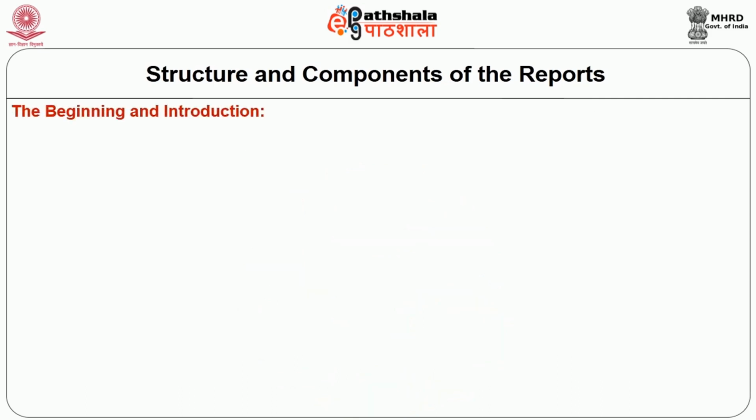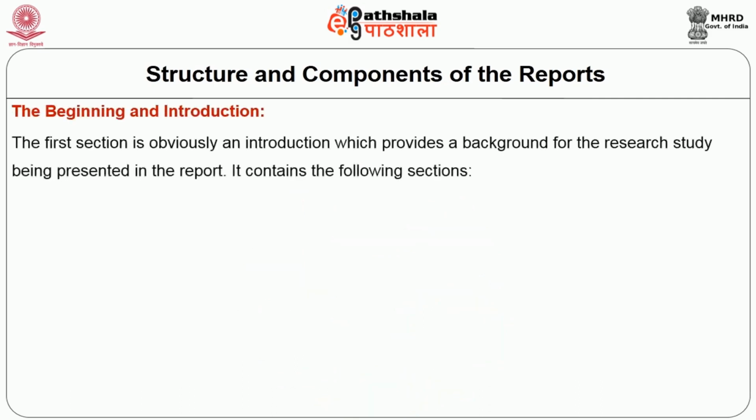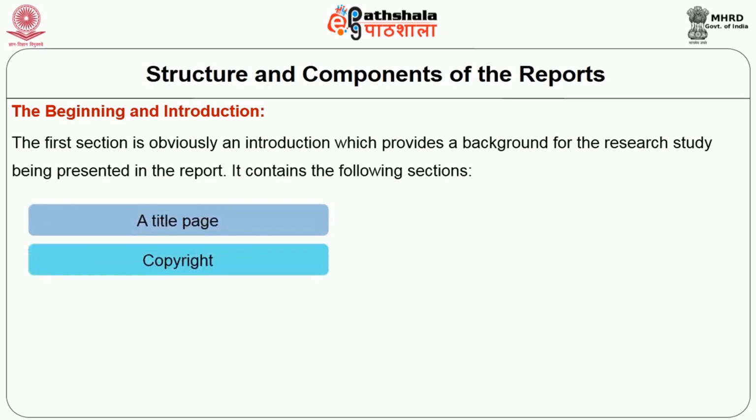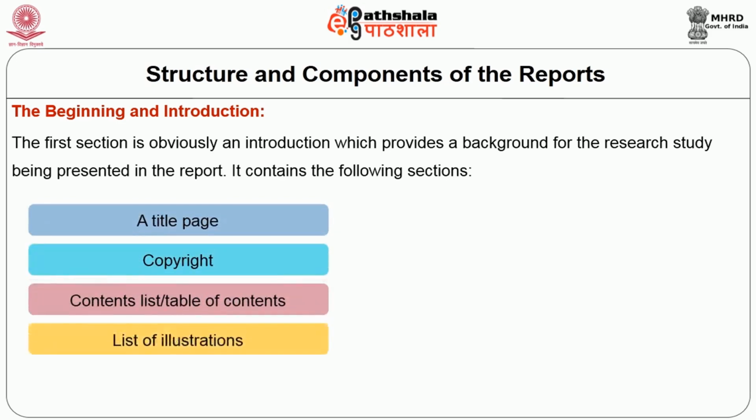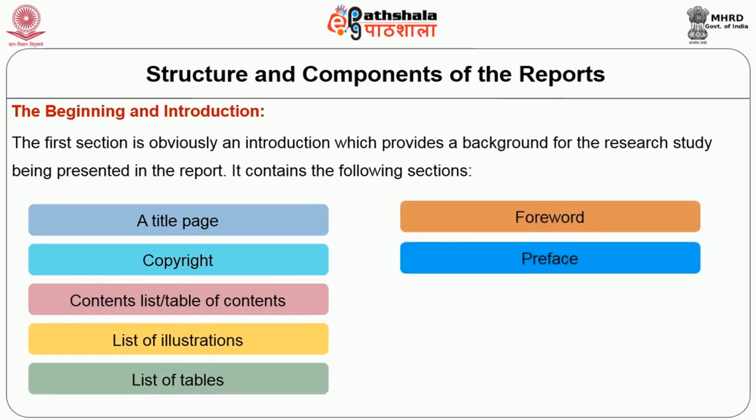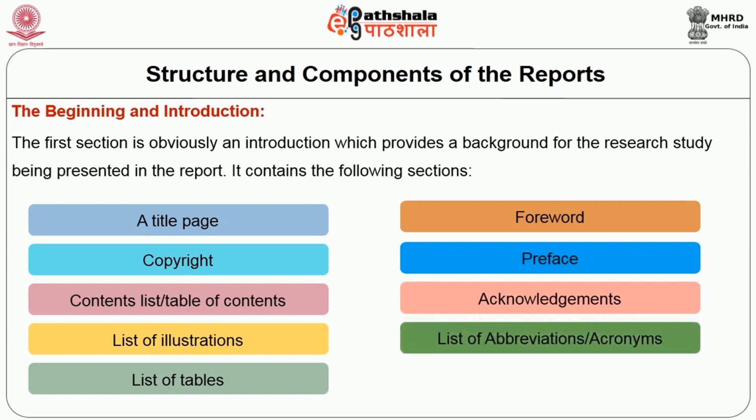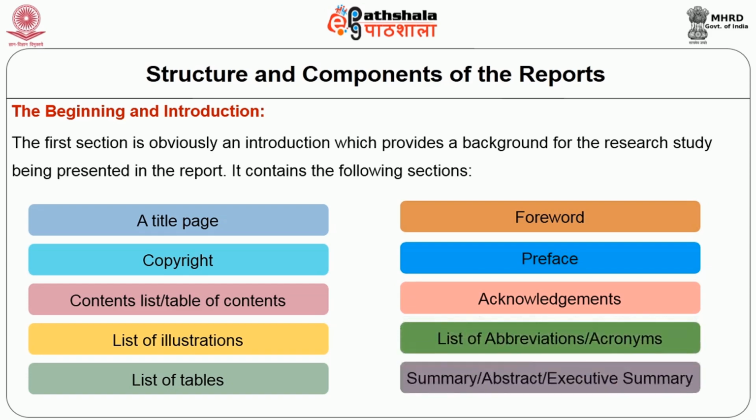The beginning and the introduction. This is the first section and is obviously an introduction which provides a background for the research study being presented, and it contains a title page, a copyright, contents list or table of contents, list of illustrations, a list of tables, a foreword, a preface, acknowledgements, list of abbreviations and acronyms, sometimes some glossary of terms, a summary or abstract, and sometimes an executive summary.